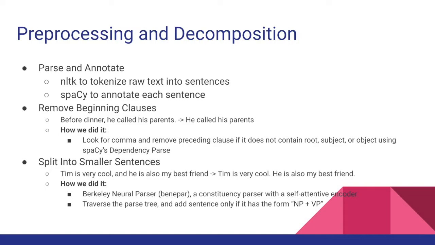Then we split a longer sentence that had multiple full clauses into smaller sentences, and to do that we used Berkeley's neural parser, which is a constituency parser. We traveled through the parse tree that it generated, and we would split sentences if it was in the form noun phrase plus verb phrase.